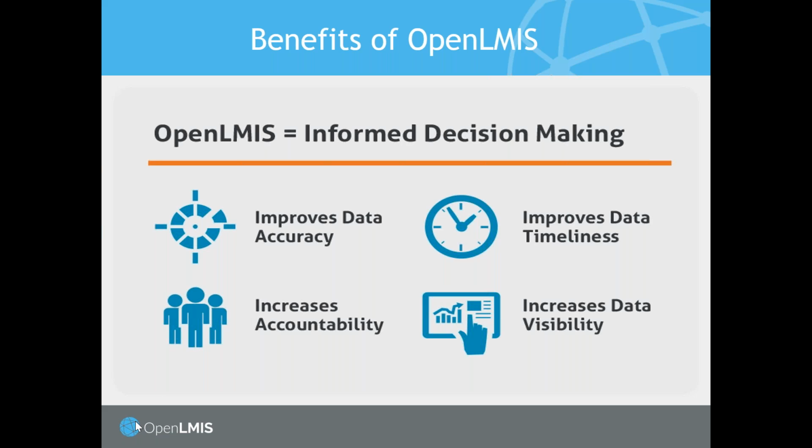And OpenLMIS, probably most importantly, increases data visibility across the supply chain. It helps stakeholders and other supply chain actors to see what's happening across the supply chain and where there are shortages and what is needed across the entire country. And that thereby increases accountability, and it also increases transparency for the different supply chain actors.